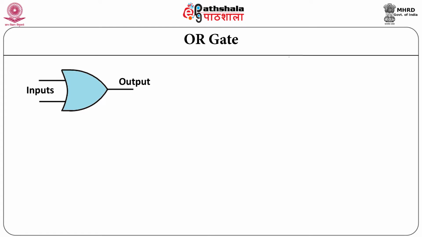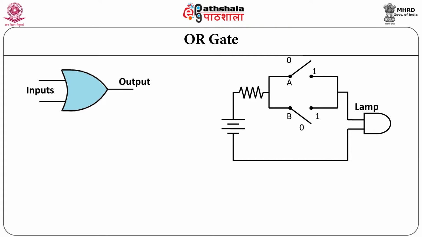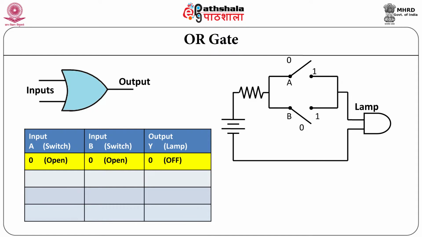Let us now discuss the operation of OR gate. The OR gate performs logical addition. An OR gate has 2 or more inputs and 1 output. When both the inputs are at logic 0, that is low, the output of OR gate is also low. Let us now consider an electronic circuit consisting of battery, resistor, switches and lamp to explain the OR gate function. When both the switches are open, that is at level 0, no current flows from battery to lamp, thus lamp is off.